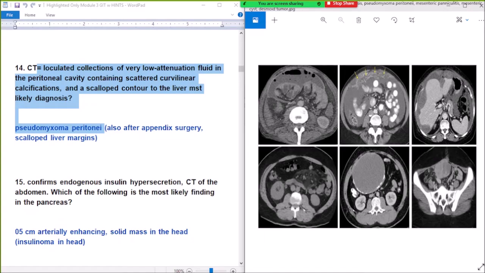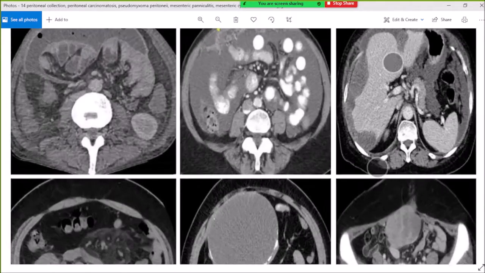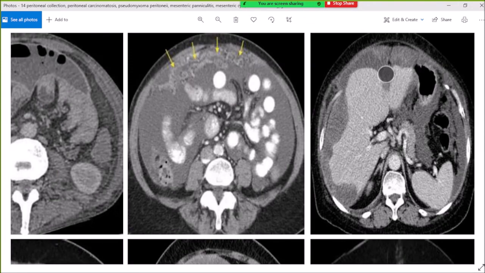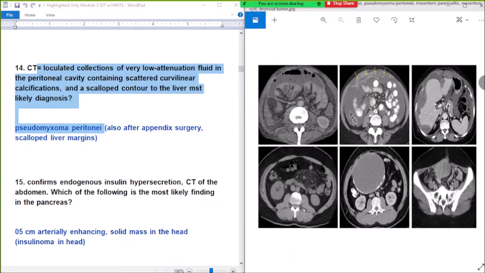Pseudomyxoma peritonei. The other diagnosis is only peritoneal collection, peritoneal carcinomatosis, but the important one is pseudomyxoma peritonei: scalloped liver border with collections in the peritoneal cavity containing calcification.